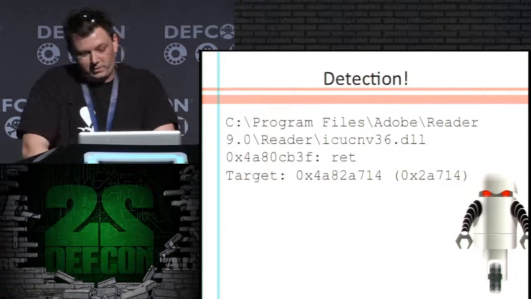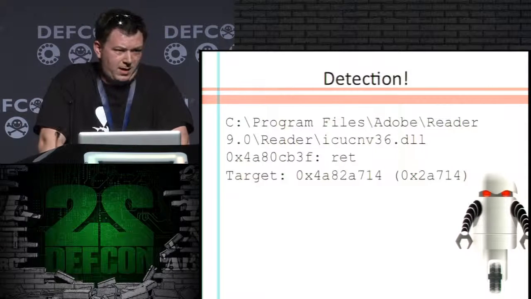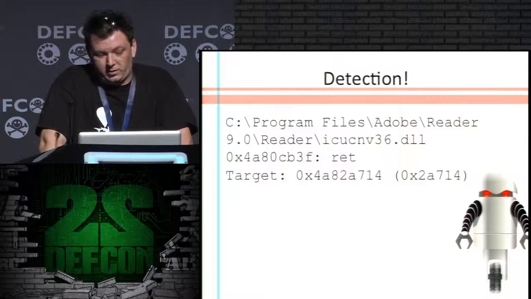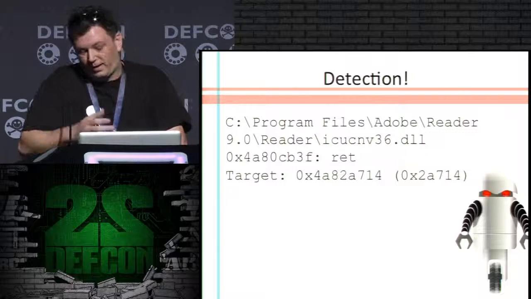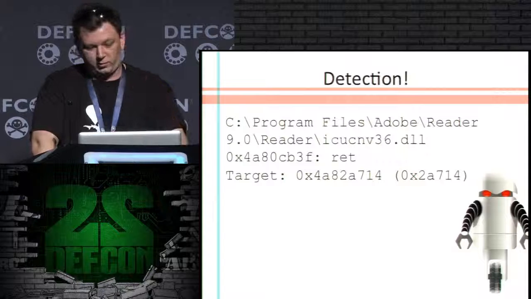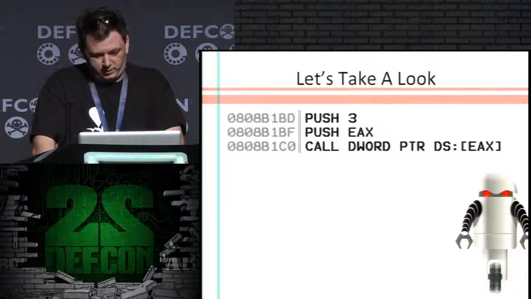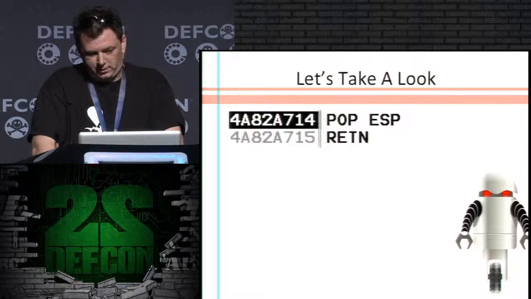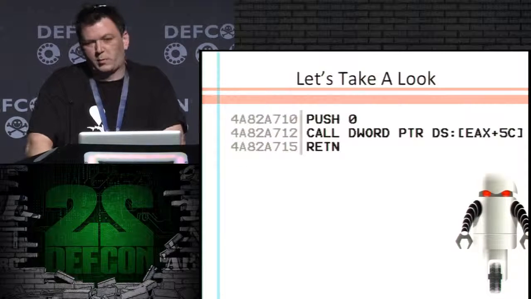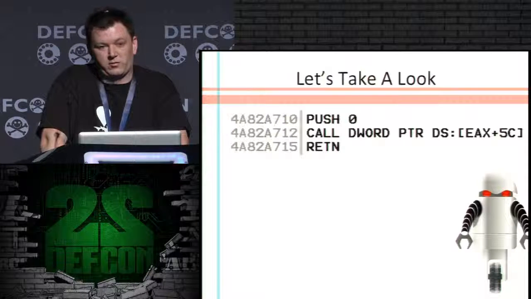So one thing to note here, the ICU CNV36 is used a lot because it's not ASLR'd in the 9.x series. So in most of your attacks against Adobe 9.x, they'll use this. Let's see what else. That's about it, really. The other ones, there were some calls that I could detect, indirect calls, so it wasn't just returns.